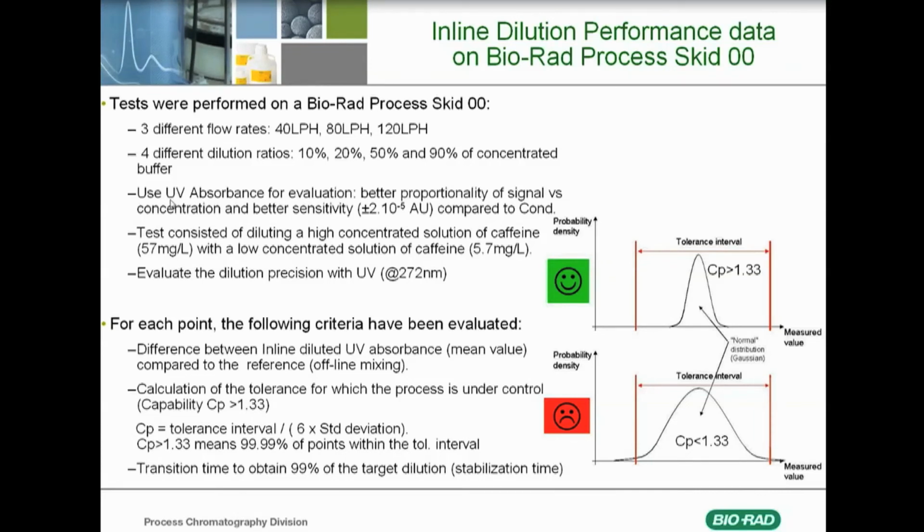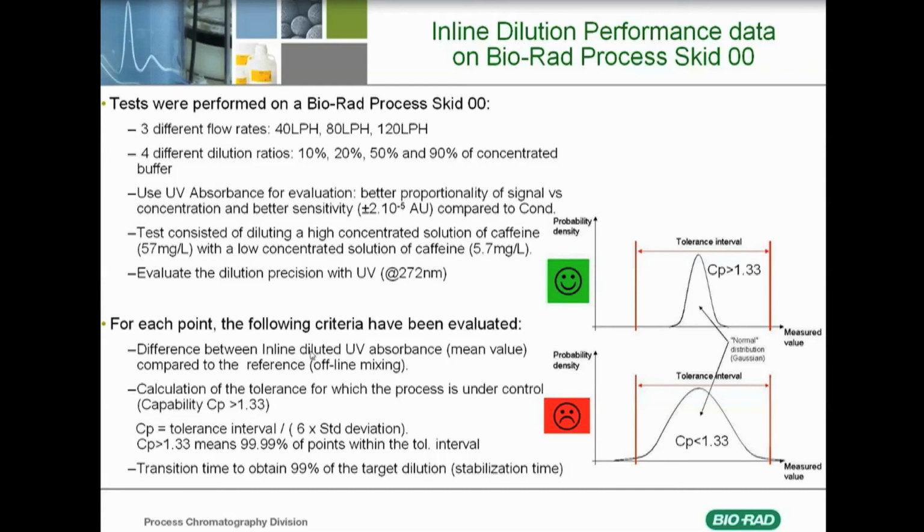So therefore, as we use UV absorbance, we have used something which absorbs in UV, so we have used caffeine solution. So we have made an inline dilution of high caffeine solution with 57 milligrams per liter, with a low caffeine solution at 5.7 milligrams per liter. And we have measured the absorbance at 272 nanometers, which is the optimal for caffeine. So now what have we evaluated?